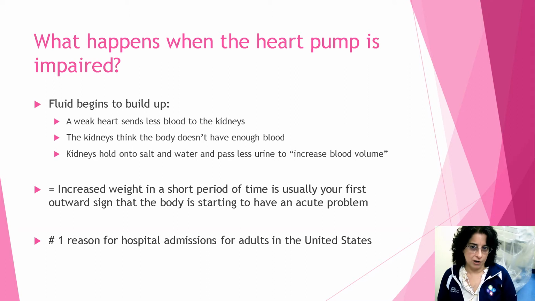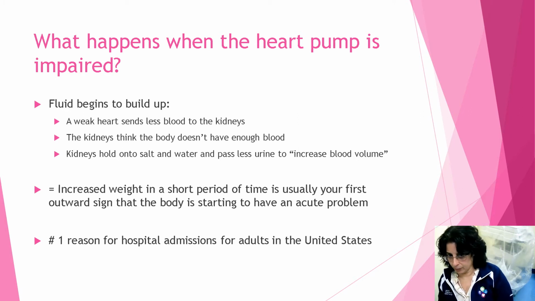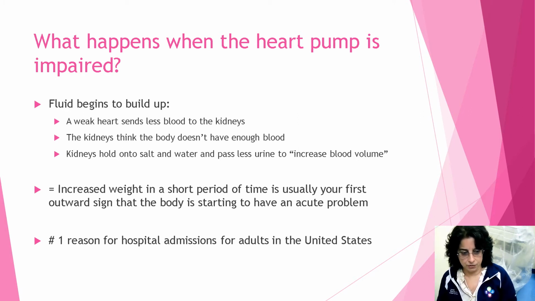So what happens when the heart pump is impaired from either side of things? Fluid builds up. The reason fluid builds up is because a weak heart is sending less blood to the kidneys. The kidneys interpret that as there not being enough blood, so they start to hold on to sodium and water, causing you to retain fluid, causing your weight to go up on the scale, and increasing blood volume. It's really just a miscommunication between the kidneys, the brain, and the heart that is causing fluid to be retained.